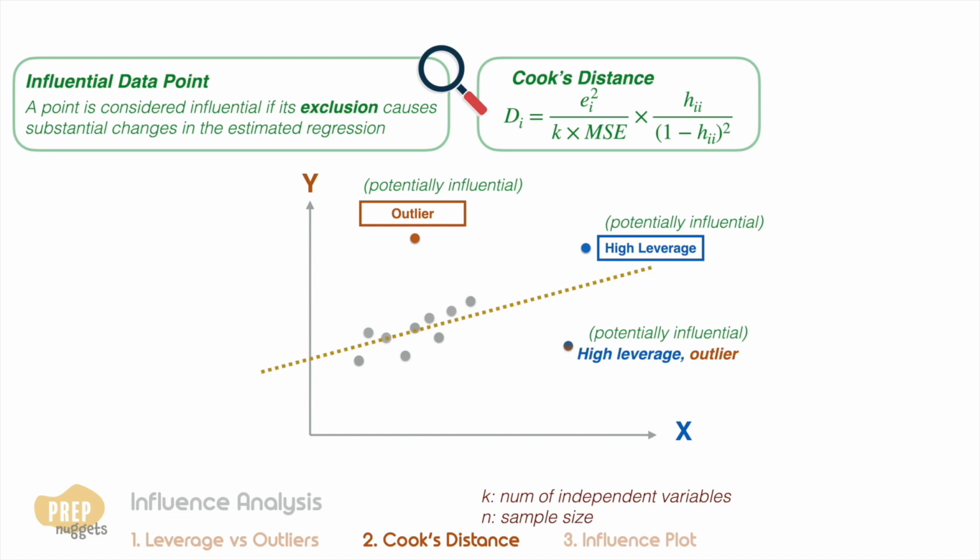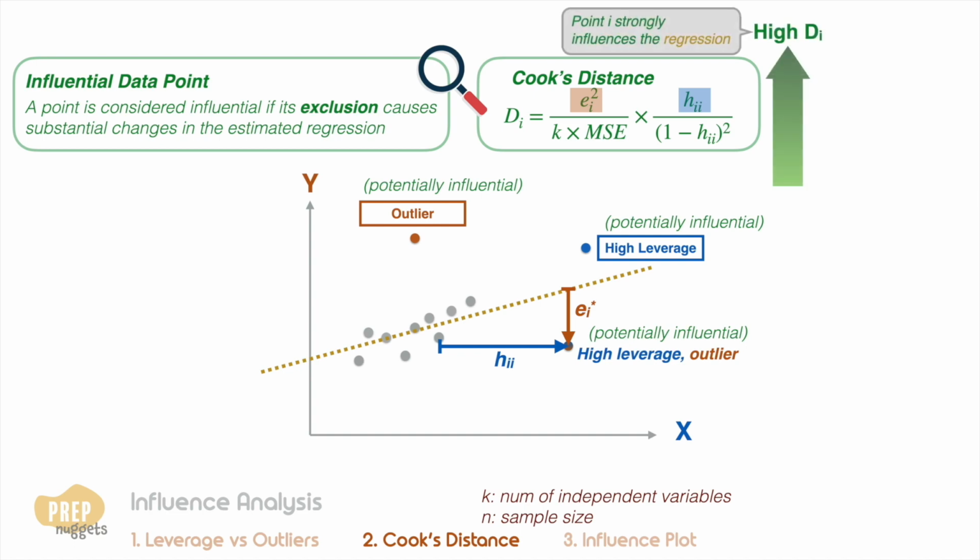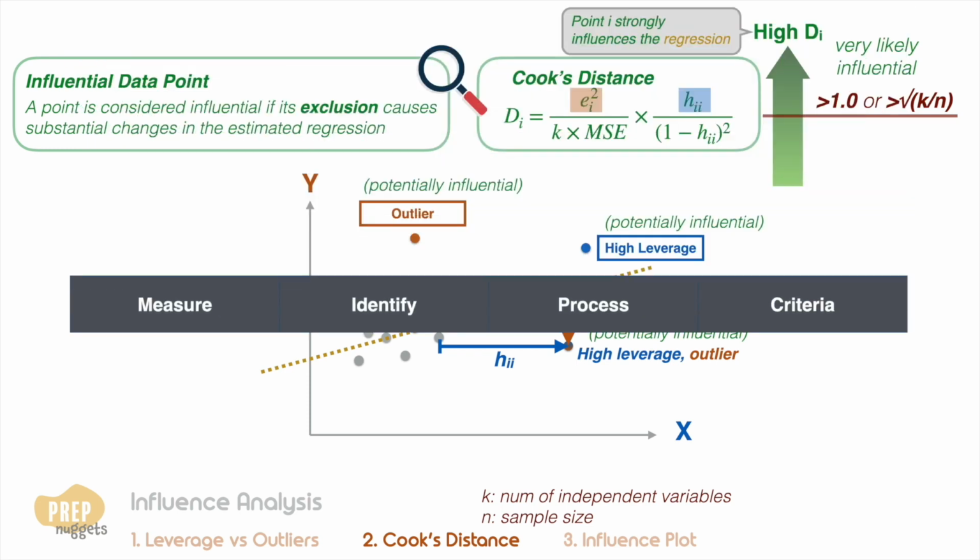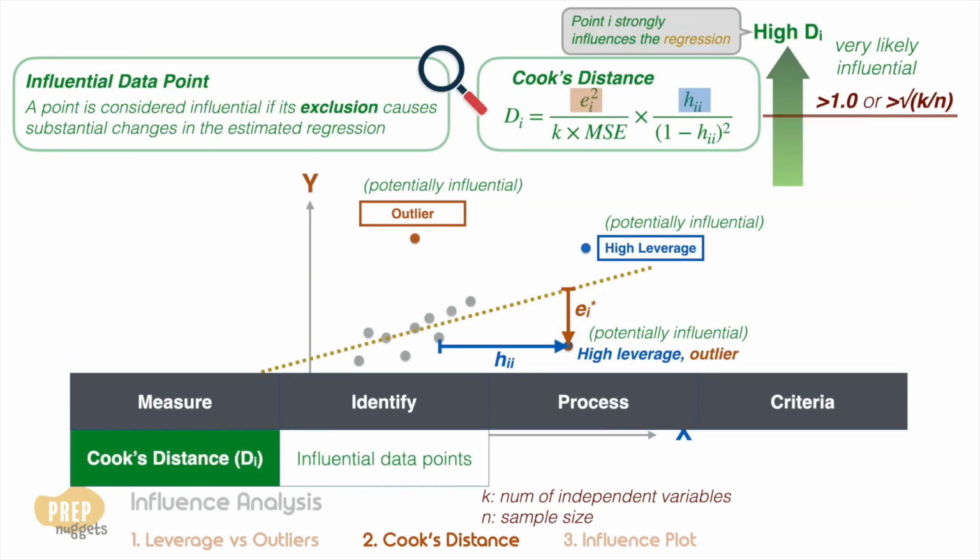As Cook's D depends on both the residuals and leverages, it is a composite measure for detecting extreme values of both types of variables. A very large D indicates that the particular observation strongly influences the regression's estimated values. If Cook's D is higher than 1.0, or the square root of k over n, the observation is highly likely to be influential. In summary, Cook's distance is useful for identifying influential data points as it measures the change in regression estimate if the observation is deleted. If the measure is greater than 1, or the square root of k over n, the point is highly likely to be influential.